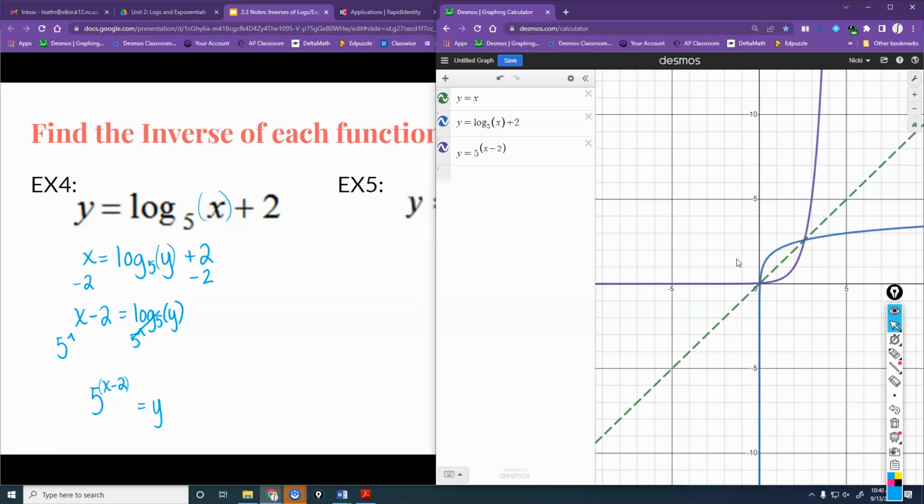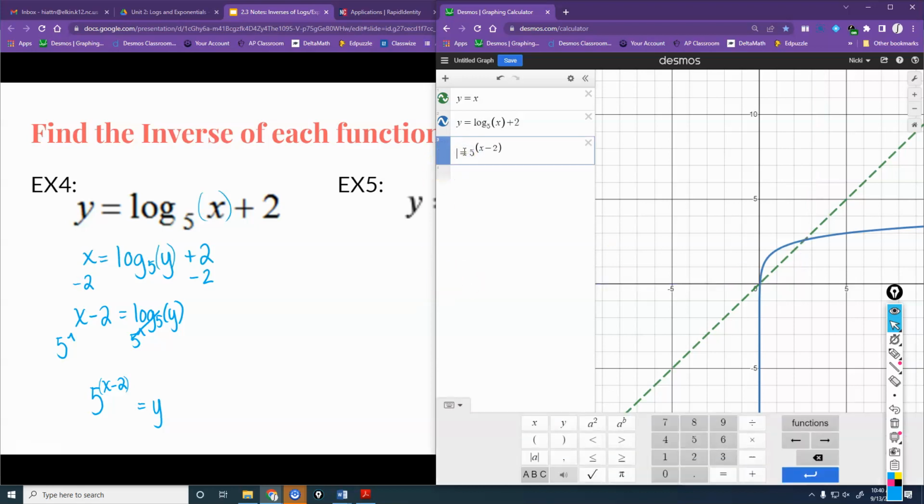If I want to check, I can switch x and y. Switch an x and a y. Oops. And they become the same, so that looks good there.